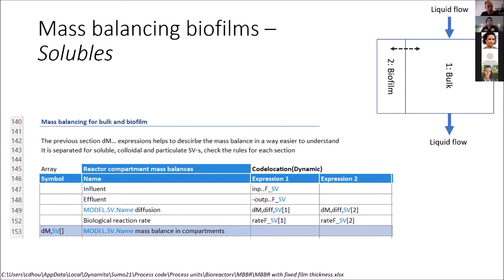Okay, so what we have here is a little Excel file which shows how this is implemented in Sumo using the simulation programming language that Sumo uses called Sumo slang. So what this shows here is basically that same mass balance equation where we have the change in mass with respect to time, and it's equal to what comes in minus what goes out plus the reaction term.